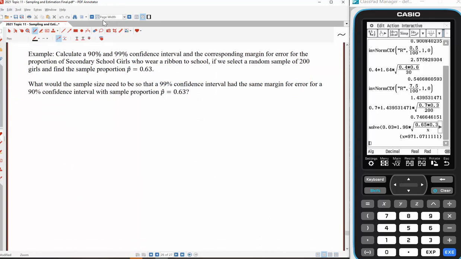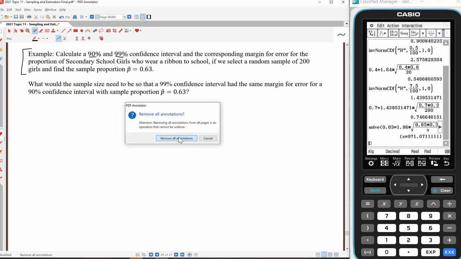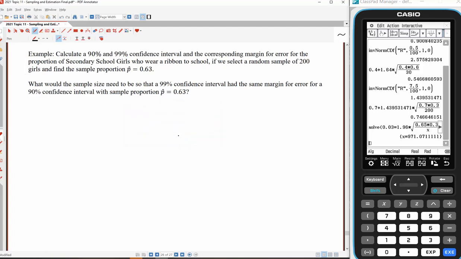All right, so calculate the 90 and 99% confidence interval and the corresponding margin of error for the proportion of secondary school girls who wear a ribbon to school if we select a random sample of 200 and have a p hat of that. Right, so let's get the 90% and 99% here.